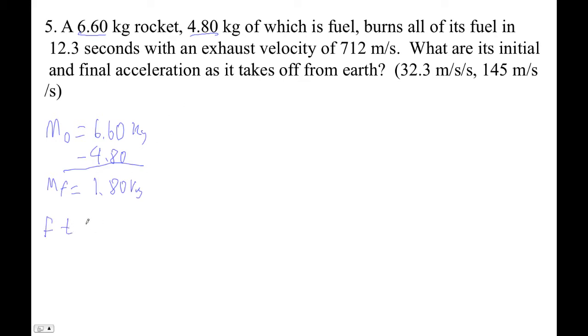So let's go force times time is mass times delta V, right? So we got the delta V, we've got the time. We're trying to find the force. So force times 12.3 equals 4.8 times 712.